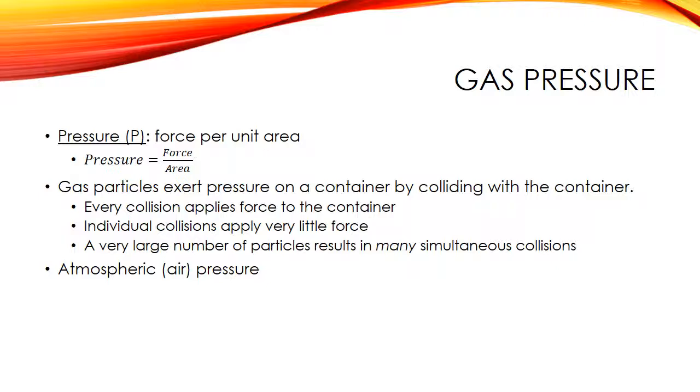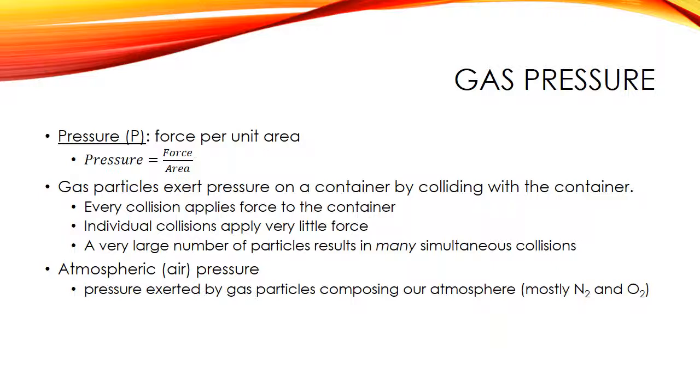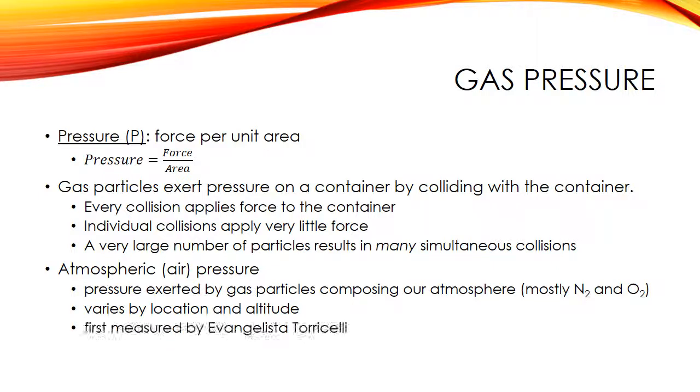If we're talking about atmospheric pressure or air pressure, we're simply talking about the pressure that's exerted by the gas particles that compose our atmosphere, which is mostly nitrogen and oxygen. In fact, that accounts for over 99% of our atmosphere. You also have some carbon dioxide and some water vapor and some argon and some other gases, but mostly nitrogen and oxygen. This atmospheric pressure will vary by location and altitude. If we go to a different place on Earth or we change our altitude, the atmospheric pressure will change.